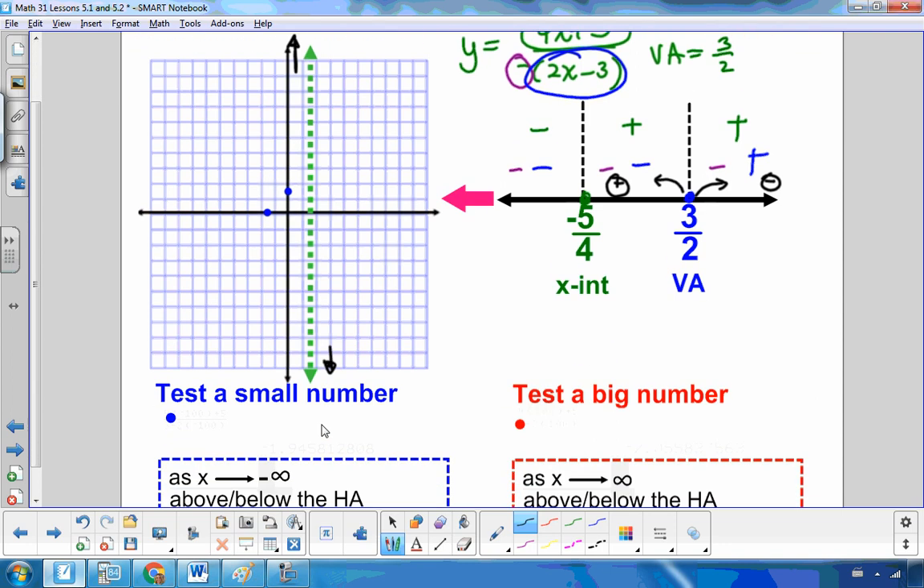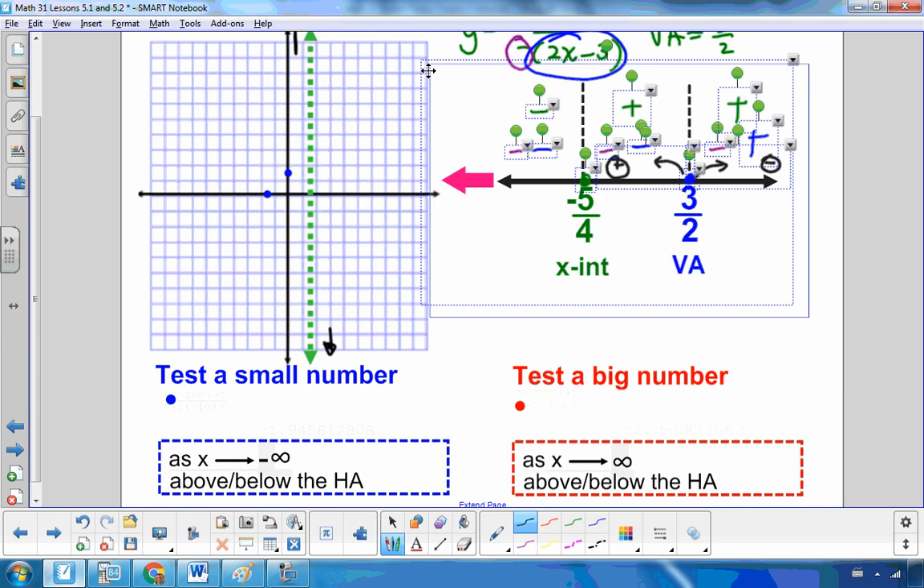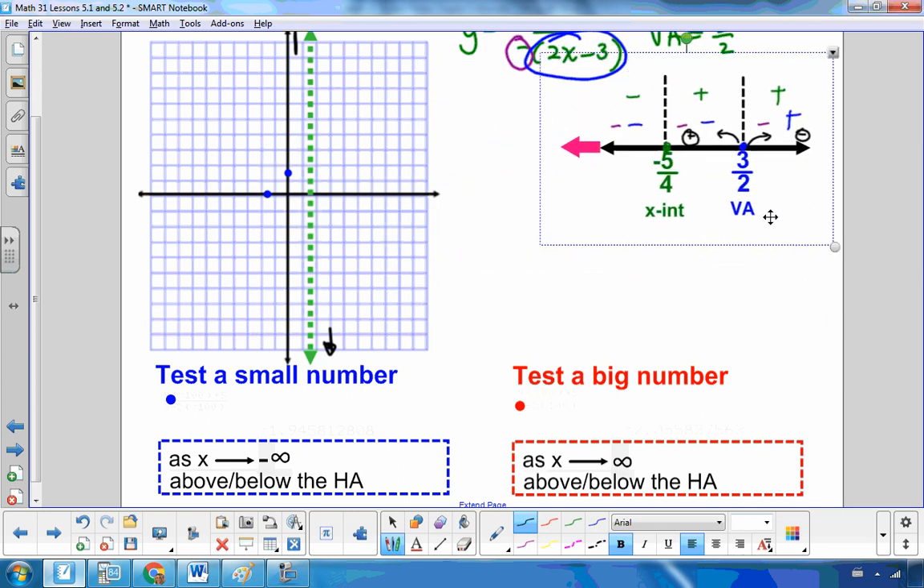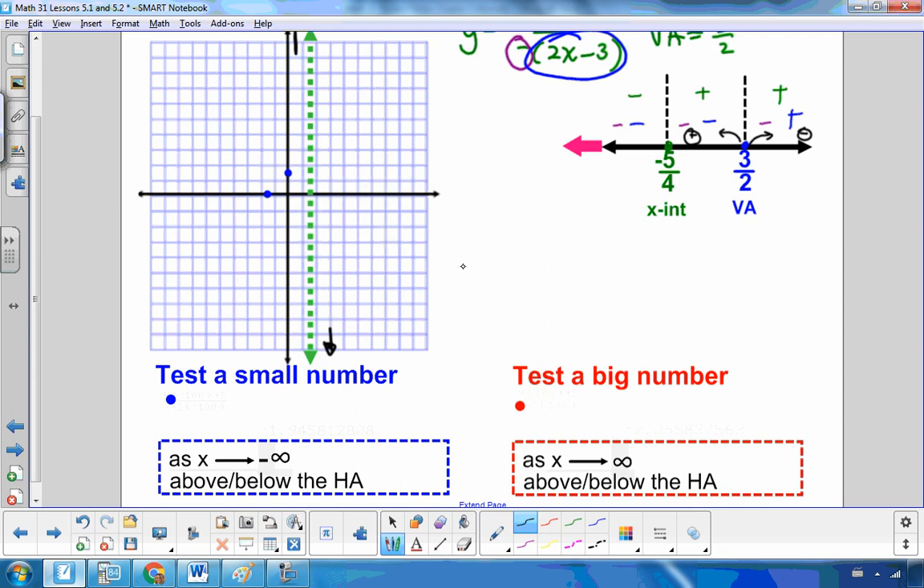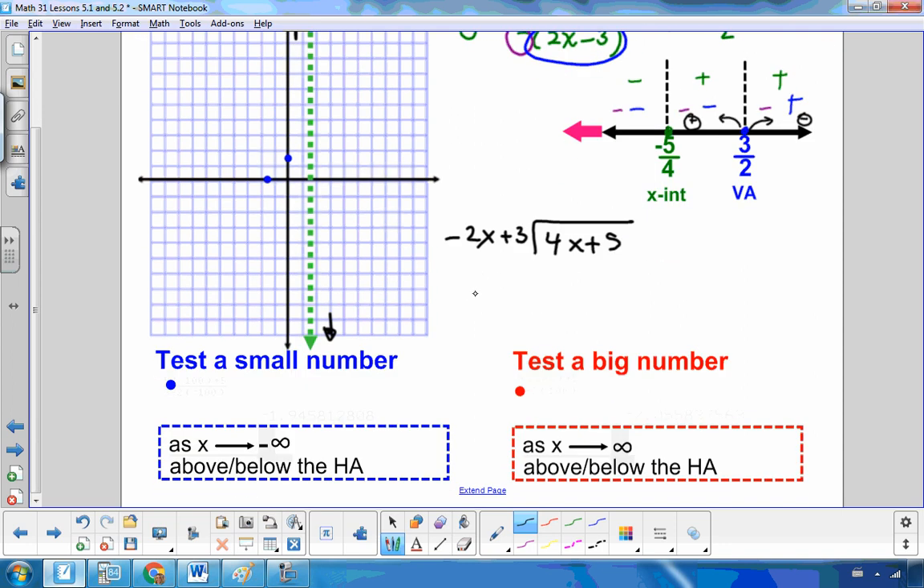Okay, so now let's look at the horizontal asymptote. To figure out my horizontal asymptote, I'm going to use long division. So I'm going to divide negative 2x plus 3 into 4x plus 5. 4x divided by negative 2x is negative 2. Negative 2 times negative 2x plus 3 is negative 4x minus 6. Subtract.